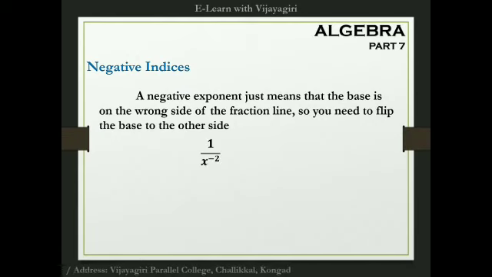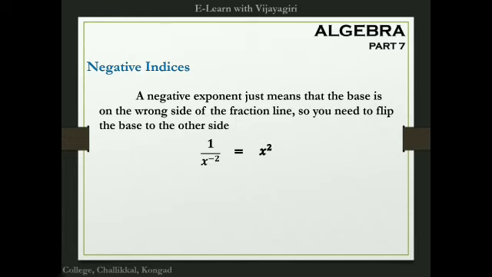In 1 by x to the power minus 2, x to the power minus 2 is on the denominator and the sign of the exponent is negative. So in order to change the sign, you have to take the base from denominator to numerator, so it becomes x to the power 2.